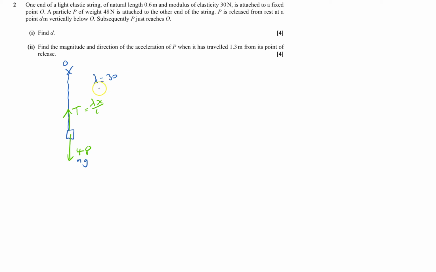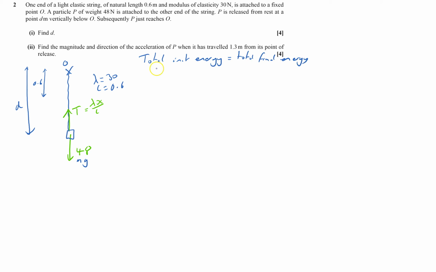equals 30, L equals 0.6, and its natural length is 0.6, and it's pulled down a whole bit, the whole bit has gone down to there, is d. And I've got to work out, find what that d is, because when it's pulled down and released from there, it just gets there, so it's going to be energy. So I'm going to have total initial energy equals total final energy.